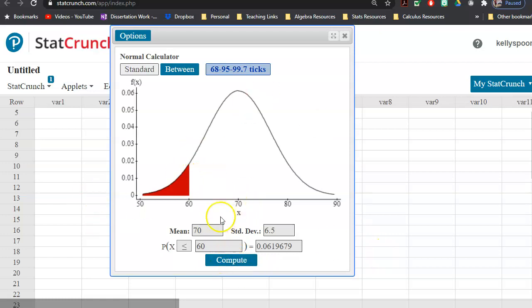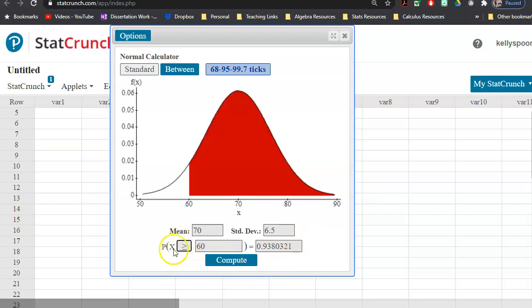It'll give you the drawing that I want you to put on your paper, and it will give you the actual value. And you can change this to a greater than. So there's easy to do, nice visualizations. This is what you should be working with. This is what you should be using on tests.